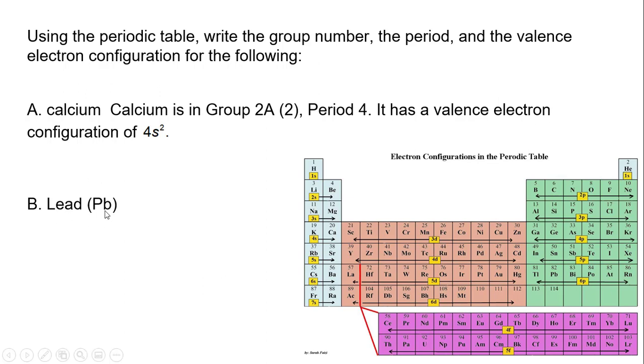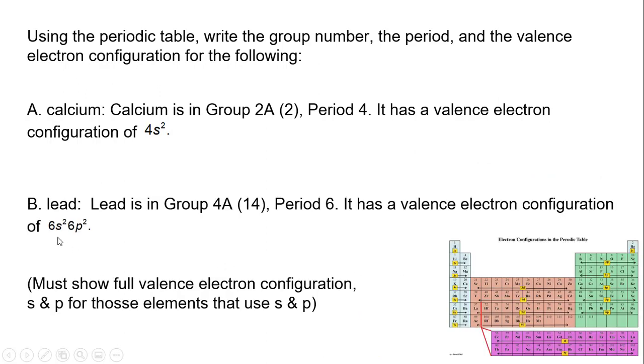Now, lead is Pb, so it's one of those that doesn't match the name because it's from Latin, and lead is here. So let's break this down. 1, 2, 3, 4, 5, 6. This is 6s2. We're not dealing with these right now. And we go here. So this is 6p1, 6p2. So my valence electrons for lead are going to be 6s2 and 6p2. So there's 4 valence electrons in total for lead.